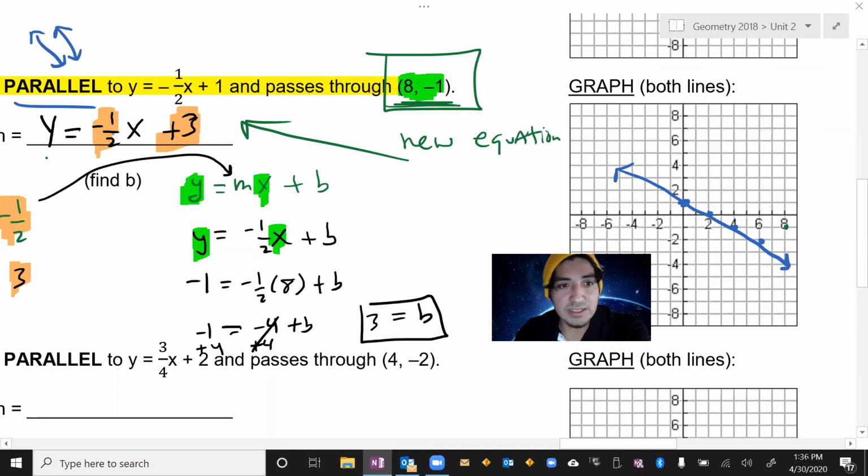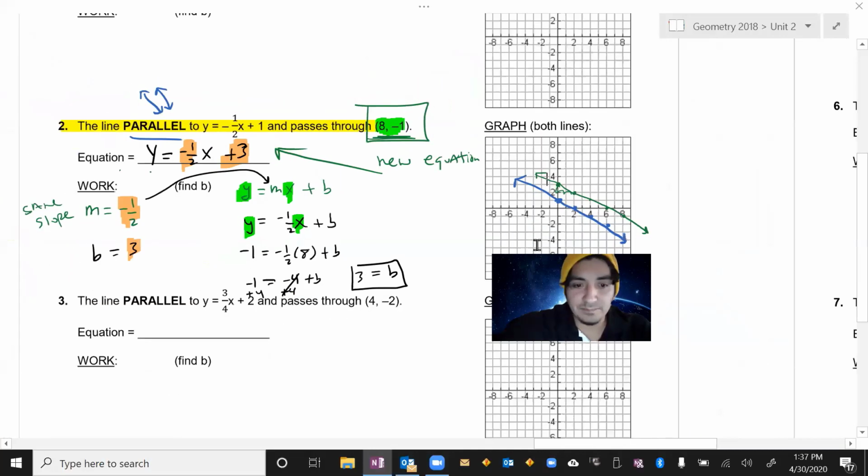So you have up 3, which is right here. Oh, no, that's 2. So this would be 3 right here. So you can go down 1 over 2, down 1 over 2, down 1 over 2, down 1 over 2. And so now you create this line that goes along here. Okay, so those would be your line that's going to be parallel with that one. All right, last one.